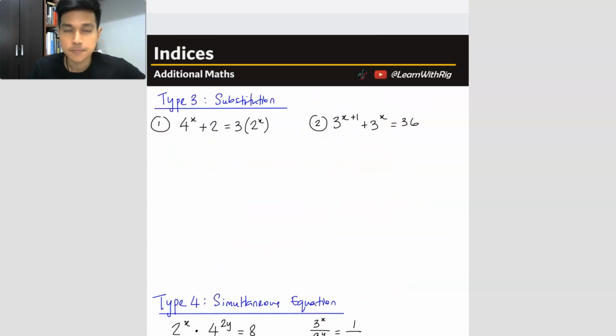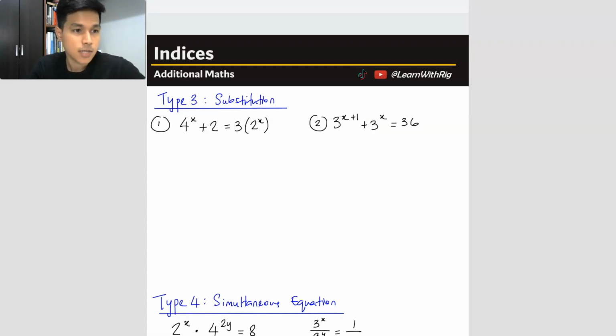So type 3 is substitution, and you usually use substitution when you notice that you can't really apply type 1 and type 2. When you see that you can't really apply type 1, type 2 to the question, that means there's a high chance it is type 3. The second difference is when you notice that the relationship between the numbers is plus or minus.